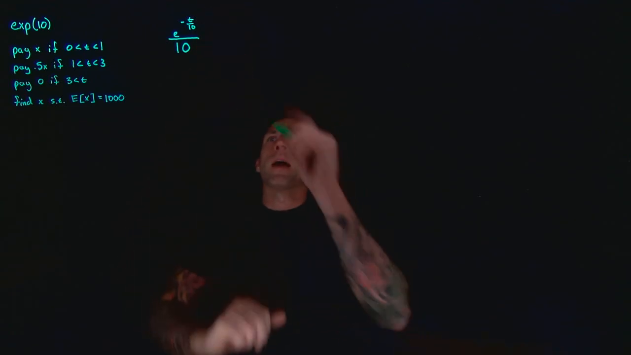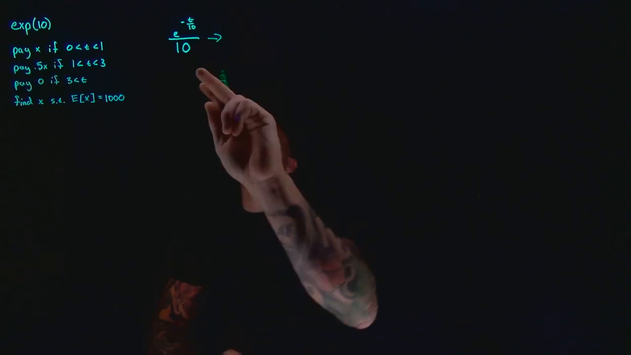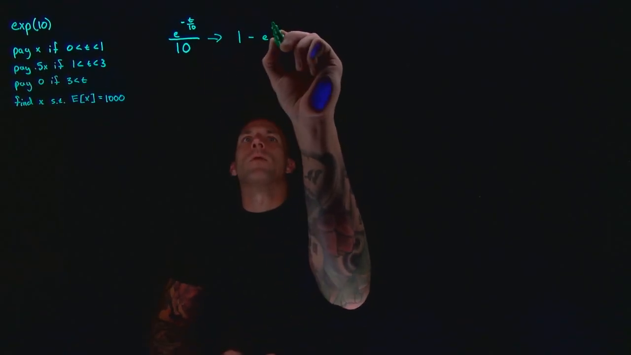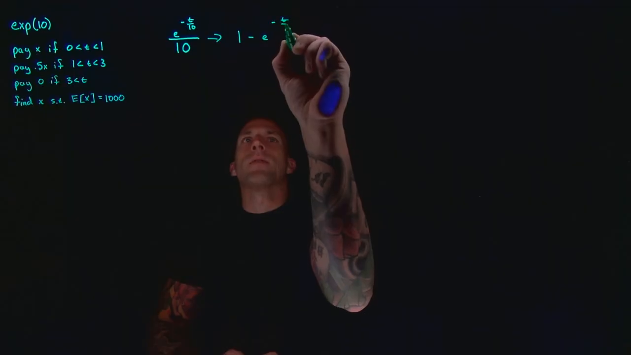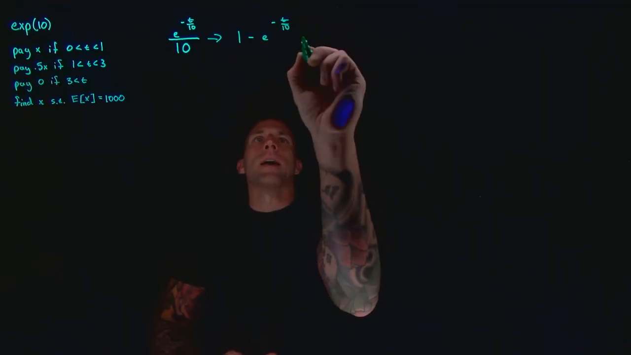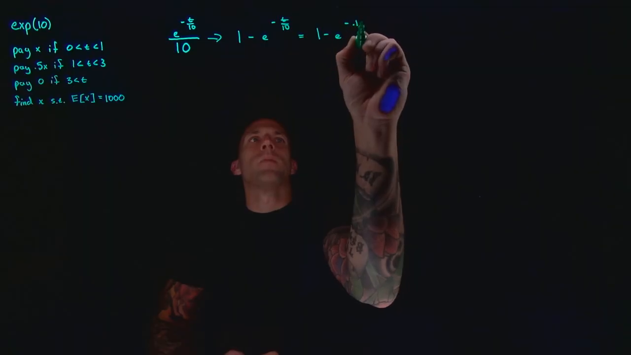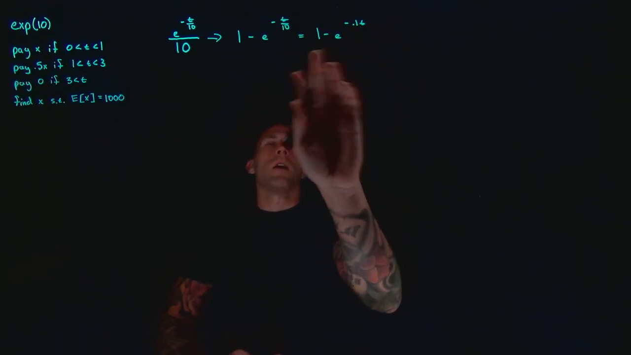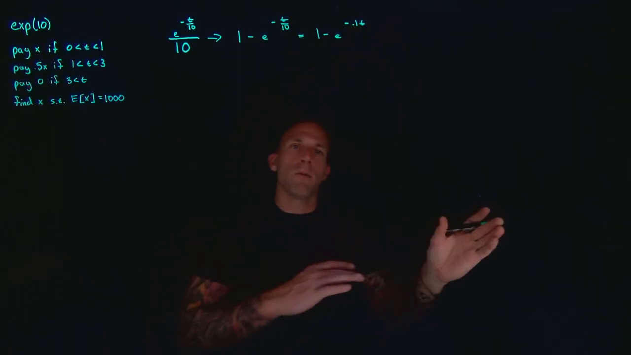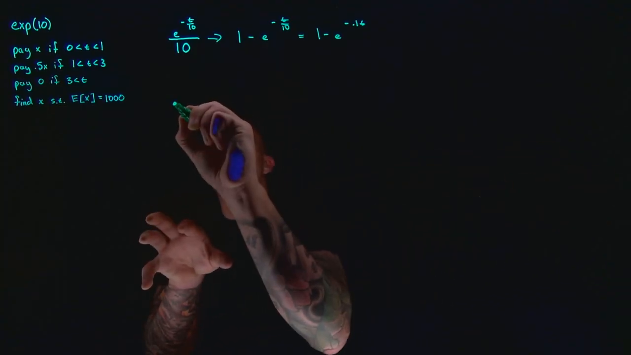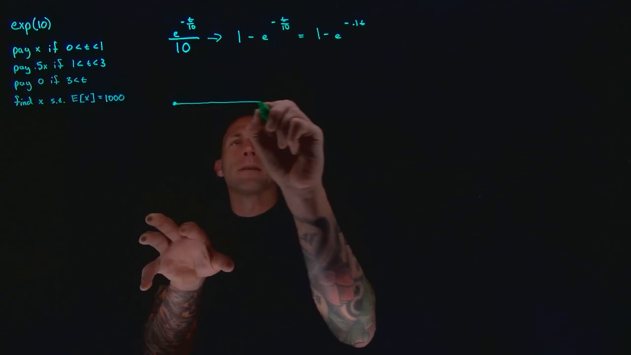So this is the PDF, and when you see a PDF like this, you should be able to very quickly convert that to the CDF. And then I am going to use decimals instead of fractions. So this is our cumulative distribution function for our failure rate. And let's put that on a line here.